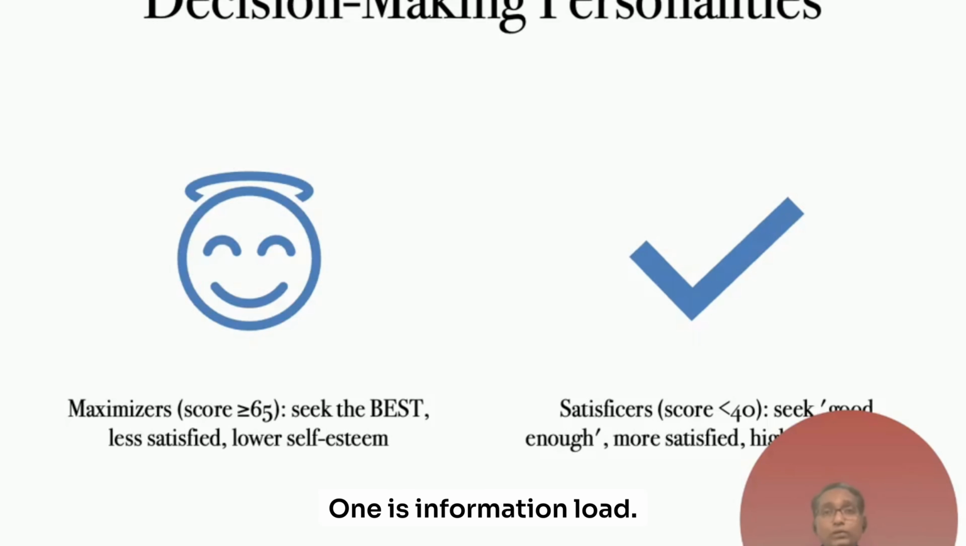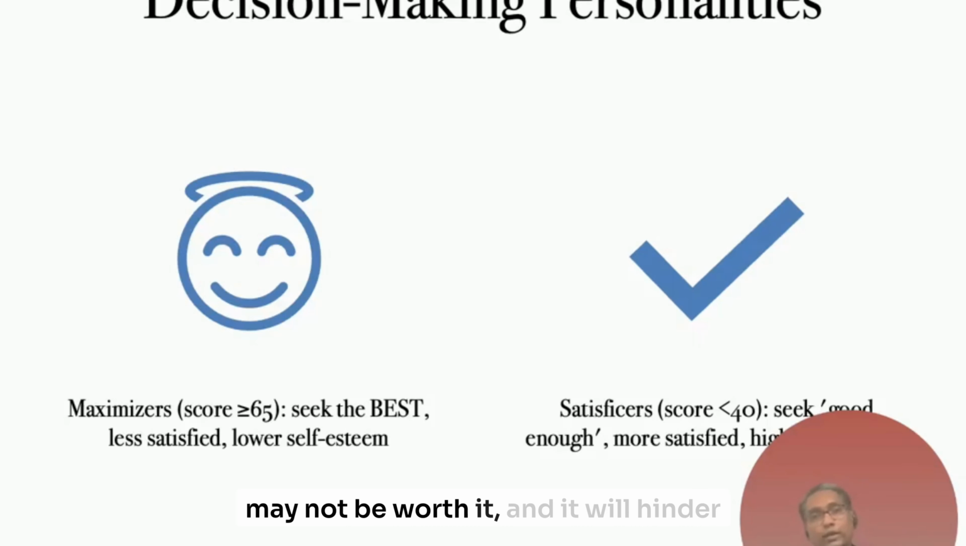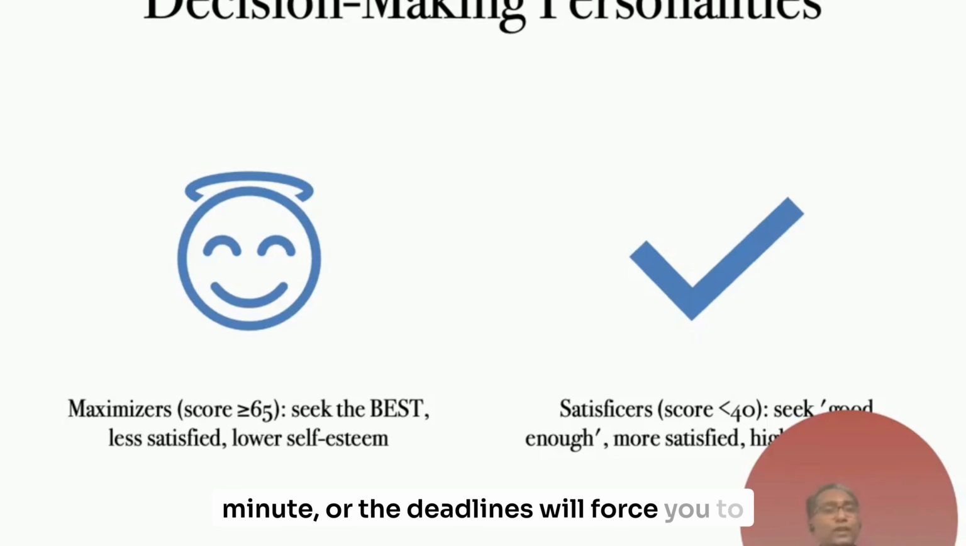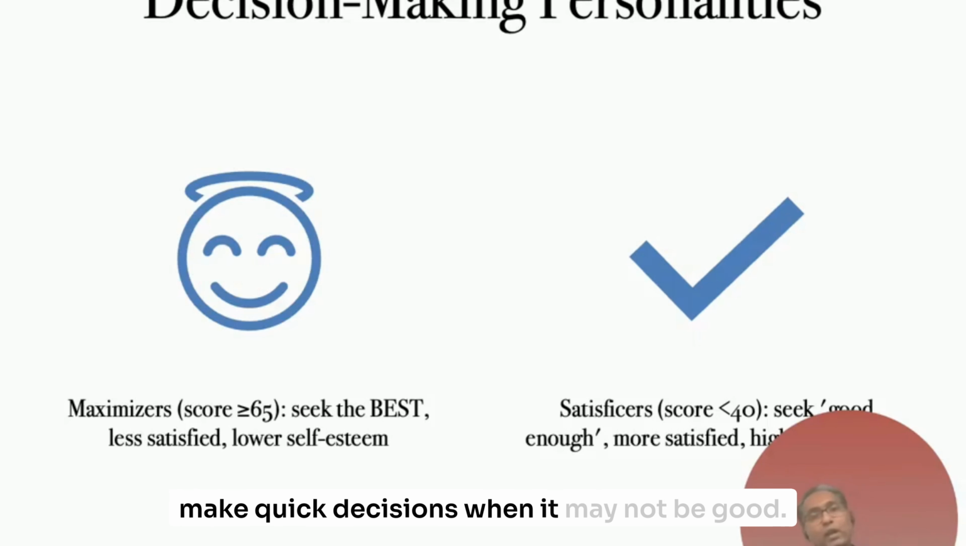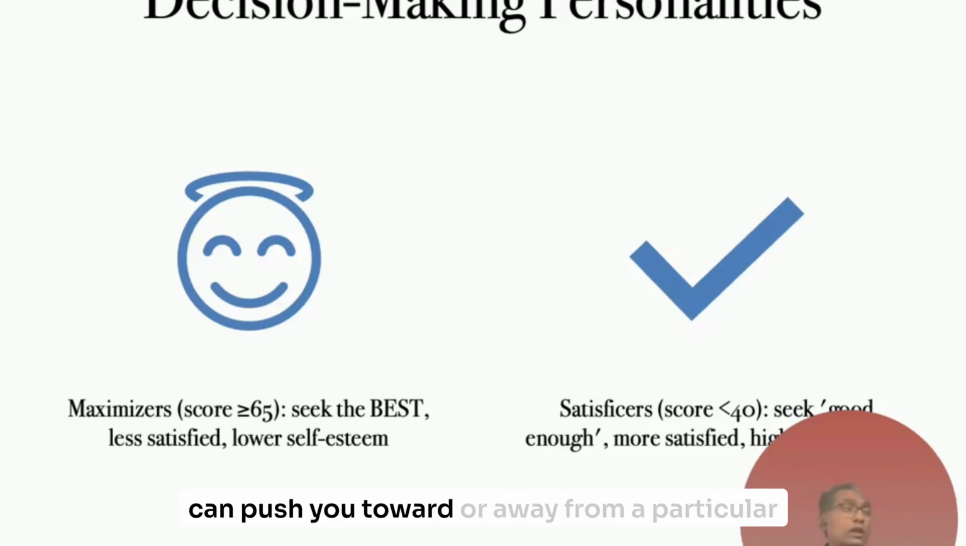One is information load. Too many tabs, too many sources, meaning that doing extensive research more than required may not be worth it, and it will hinder making a good choice. Time pressure. If you wait till the last minute, deadlines will force you to make quick decisions that may not be good. Your emotional states, like anxiety or excitement, may skew your risk tolerance. Social pressure sometimes, like peer norms, pushes you toward or away from a particular option.